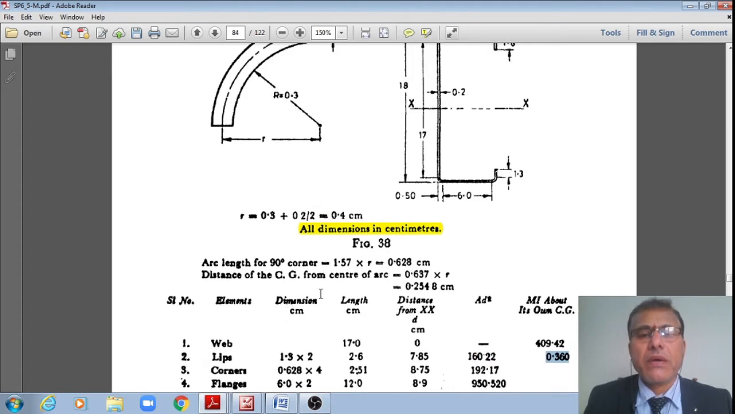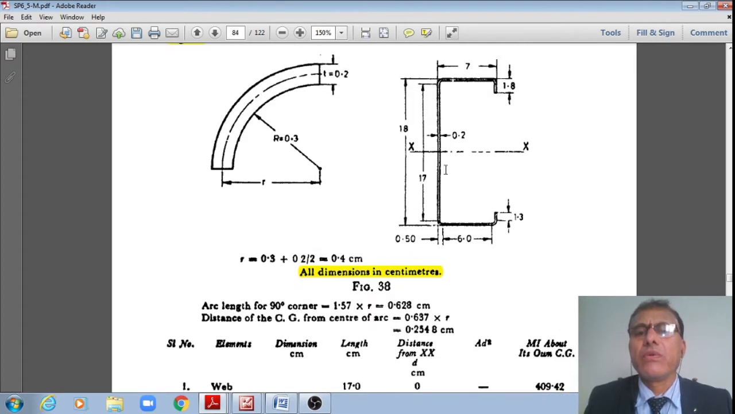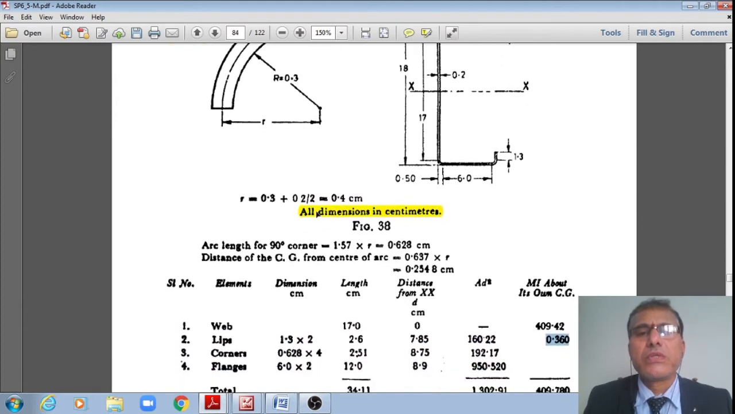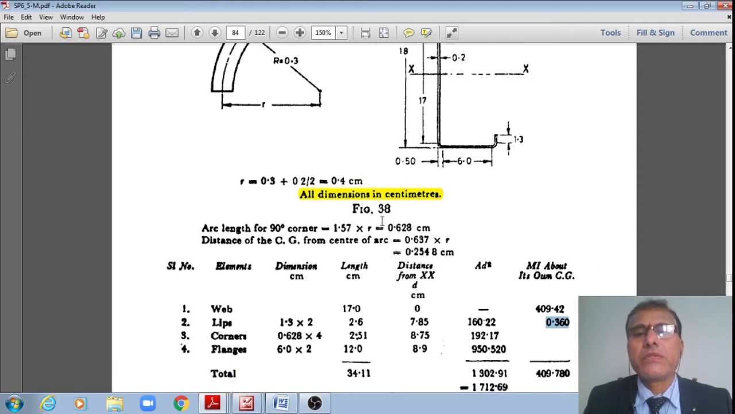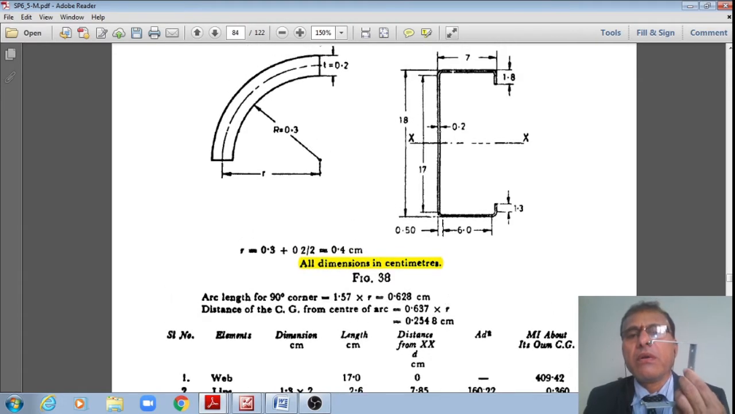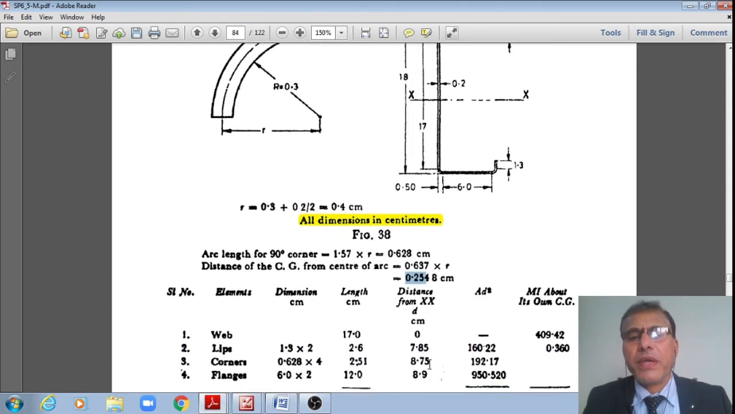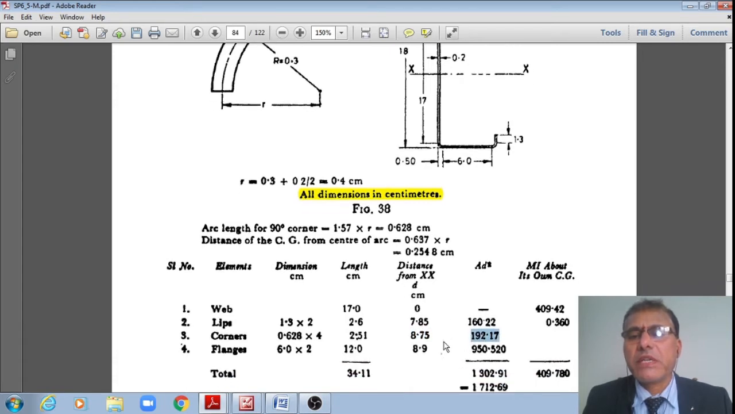And that of the corners, there are 4 corners, 1, 2, 3, 4, whose lengths are 0.628, which we already calculated. There are 4 such corners, therefore the total length is equal to 2.51, and the distance of these corners is equal to 9 minus 0.25, which works out to say 8.25. So L multiplied by d square is equal to 192.17 centimeter square.